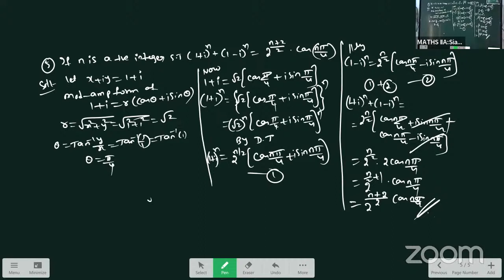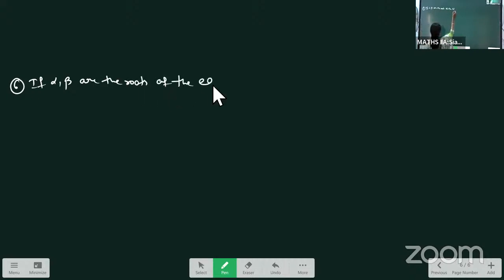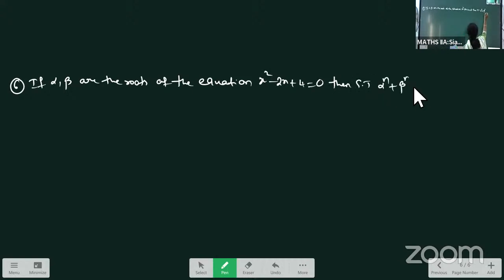Move to the next question. If alpha, beta are the roots of the equation x square minus 2x plus 4 is equal to 0, then show that alpha power n plus beta power n is equal to 2 to the power n plus 1 into cos n pi by 3.